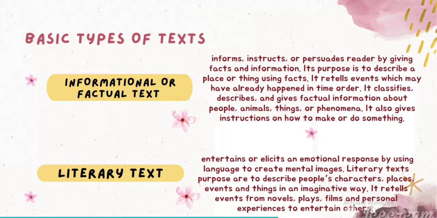The first one is informational or factual text. It informs, instructs, or persuades the reader by giving facts and information. Its purpose is to describe a place or thing using facts. It retells events which may have already happened in time order. It classifies, describes, and gives factual information about people, animals, things, or phenomena. It also gives instructions on how to make or do something.